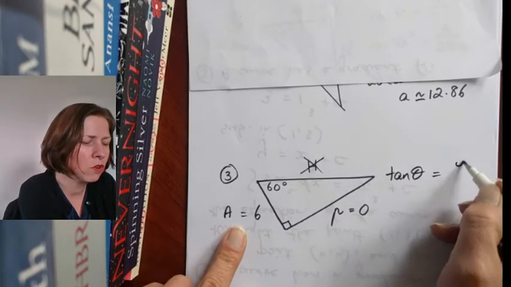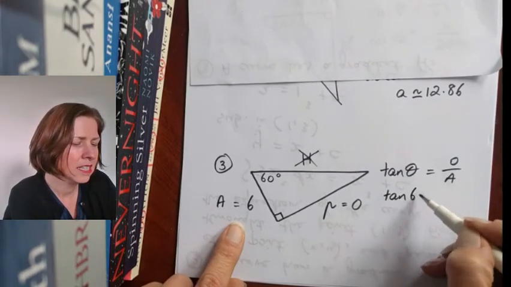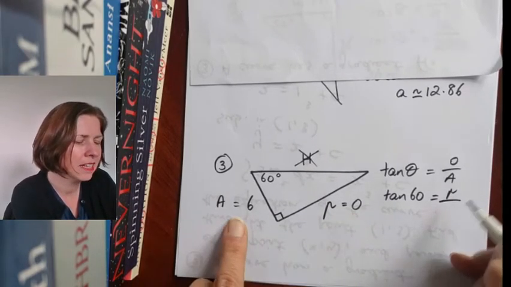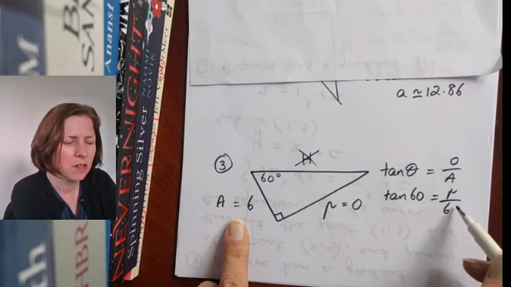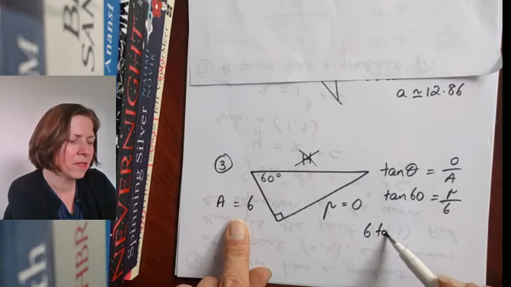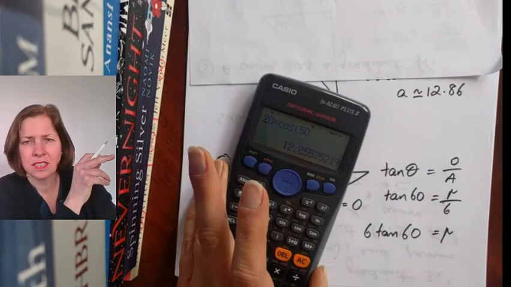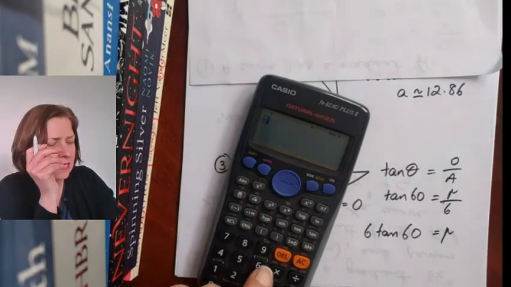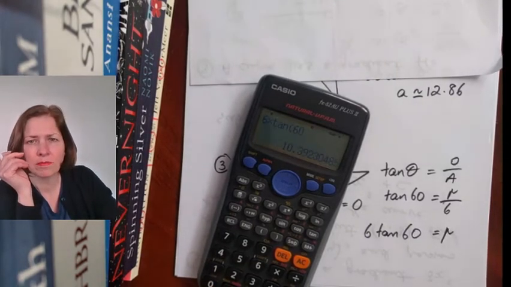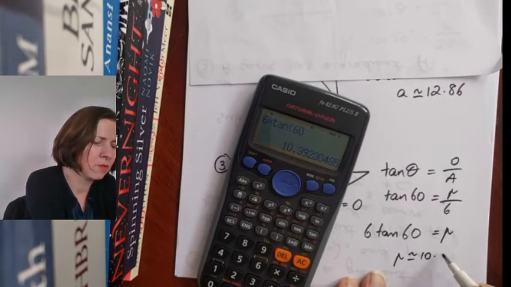Tan theta equals O over A, and then substitute. Tan 60 equals O is P over A is 6. To get rid of this denominator, I multiply both sides of the equation by 6. 6 times tan 60 equals P. Grab my calculator. You should know how to do this by now. 6 times tan of 60 equals 10.39. P approximately equals 10.39.